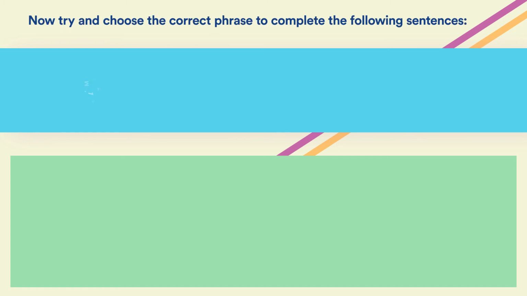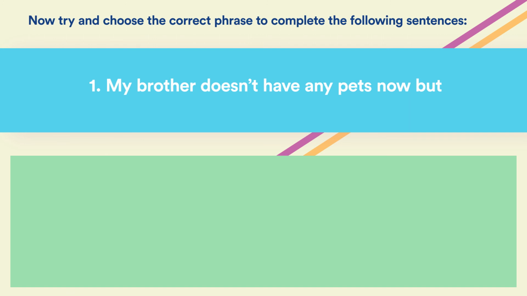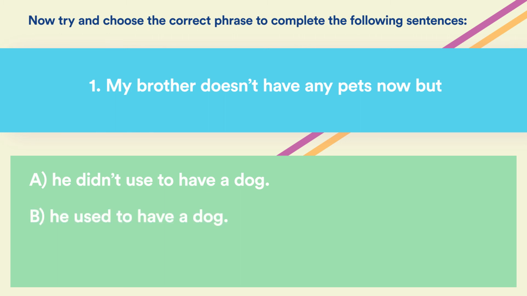Now try and choose the correct phrase to complete the following sentences. Number 1. My brother doesn't have any pets now, but A. He didn't used to have a dog. B. He used to have a dog. C. He was using to have a dog. The correct answer is B. My brother doesn't have any pets now, but he used to have a dog.